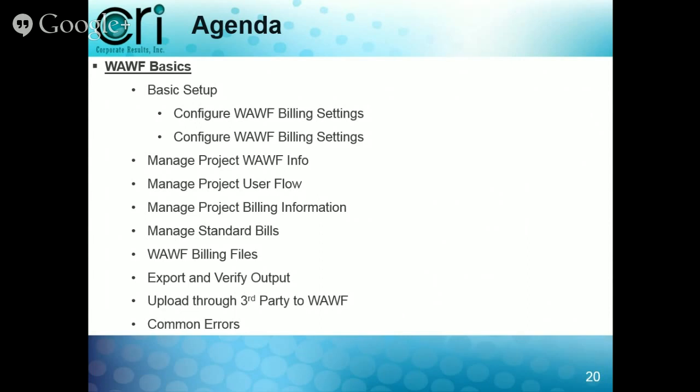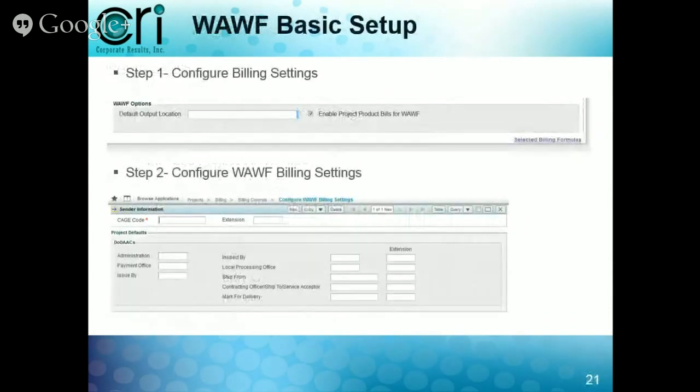So next screen we have, the first step is to make sure that we have the configure billing settings screen. We talked about this earlier, that if you were going to use project product bills for your WAWF submission, we need to enable that through the checkbox. Also, I'll point out that default output location is listed there. That is the file management system. So if you wanted to say, hey, all my WAWF files need to go to this one default location, you could set one up from a system-wide standpoint here, and that's part of the system administration file management features in Costpoint 7. It's not required to set up a default location, okay?